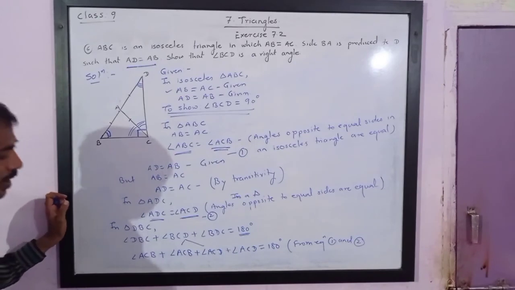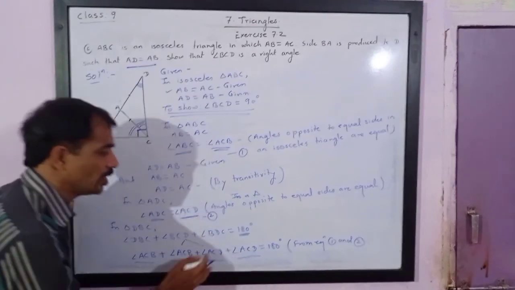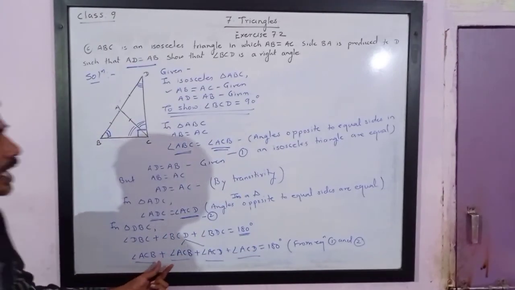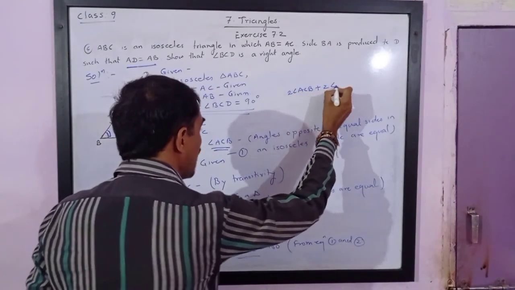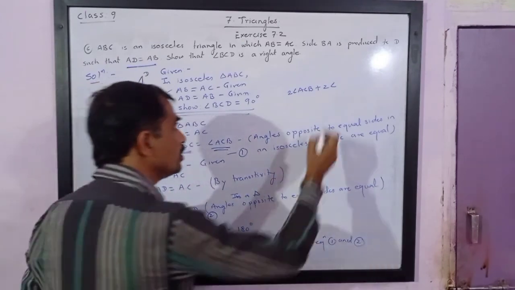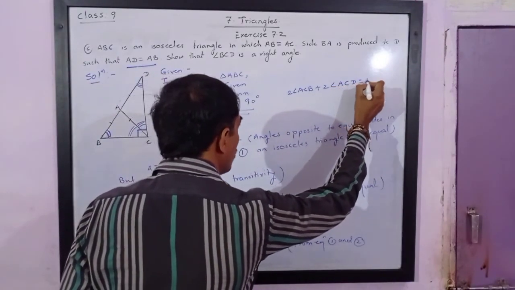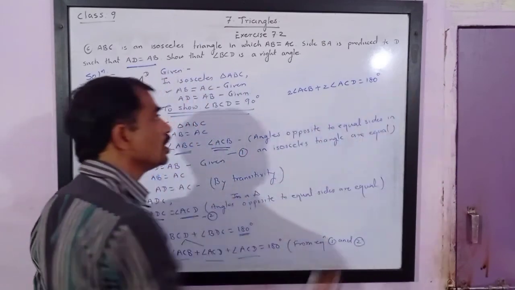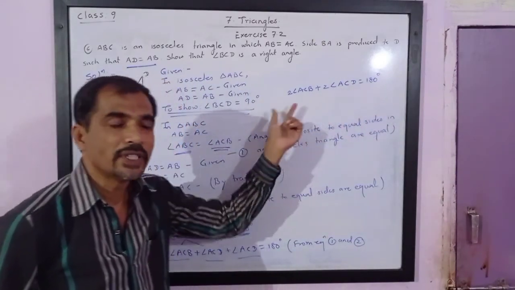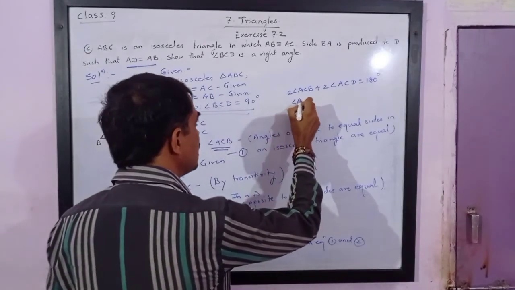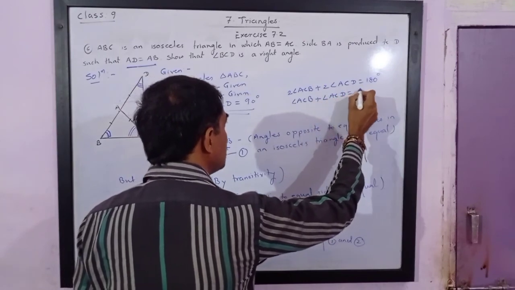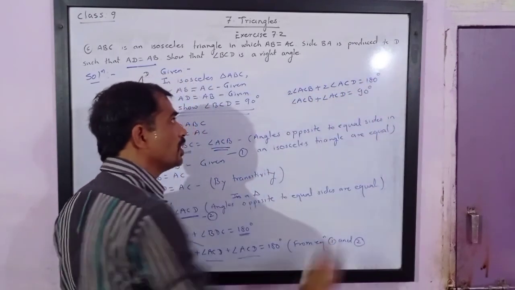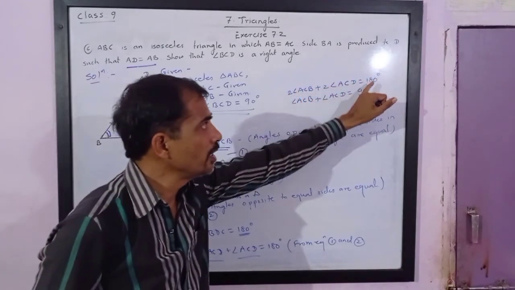Now see, I have got ACB plus ACB, twice ACB, and ACD plus ACD, twice ACD. I am writing here twice angle ACB plus twice angle ACD is equal to 180 degrees. Please note, this 2 can be taken common, or divide the equation by 2. You will get angle ACB plus angle ACD is equal to 90 degrees. If you divide the equation by 2, 180 divided by 2 will be 90.